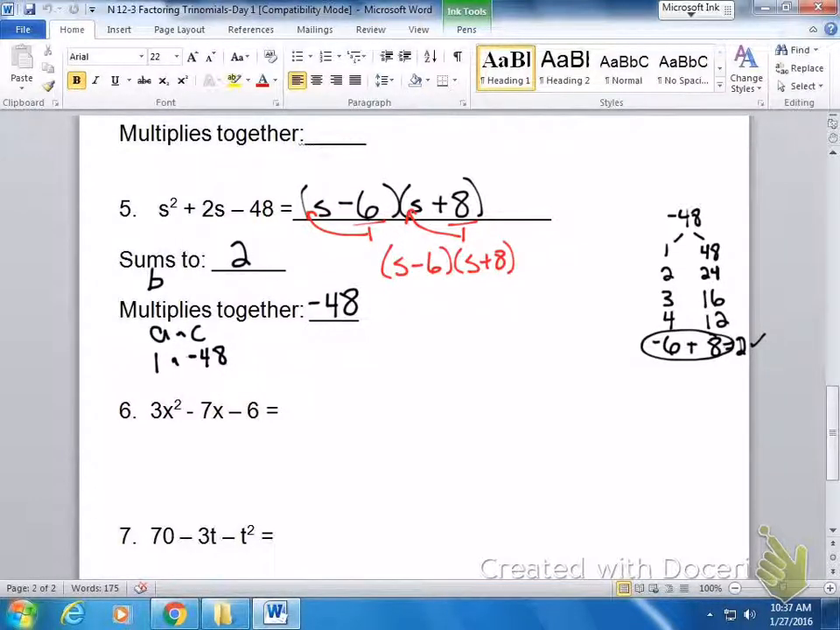And guys, just so you know, it could be x plus 8 times x minus 6. That's the same thing. It doesn't matter the order. So there's our answer. Let's go to number 6.